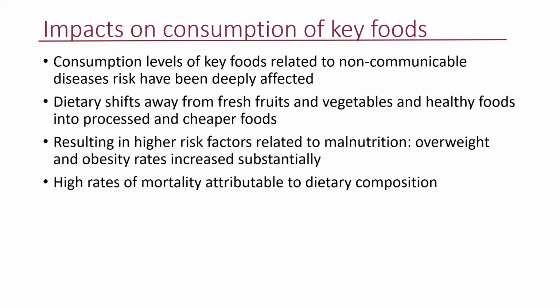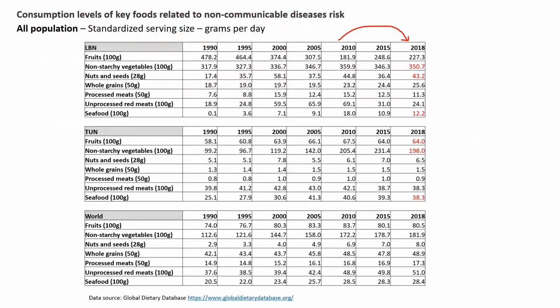And as you know, these dietary shifts have resulted in higher risk factors that Hala mentioned earlier, mainly the increasing rates of overweight and obesity among the general population, but also among school-aged children, which ultimately would result in high rates of mortality attributable to dietary composition, specifically due to NCDs. So let's look at some numbers.